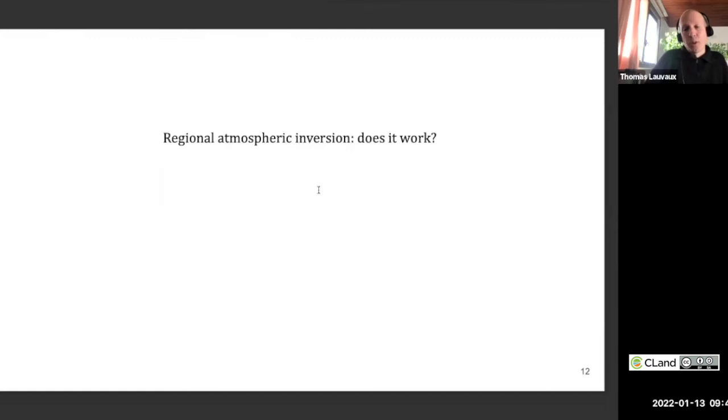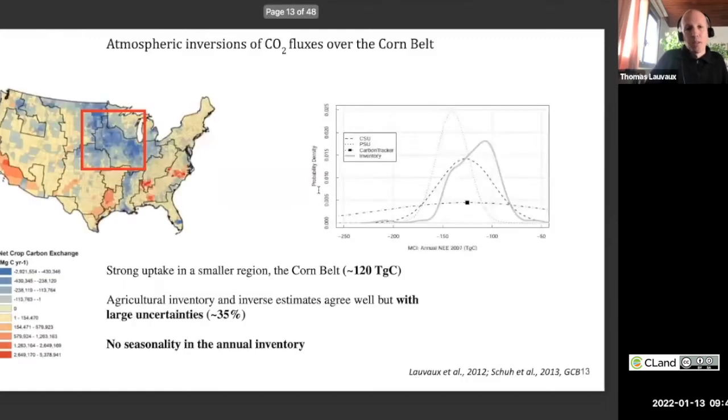So does it work? Because I showed you some examples, but if you, for example, take the Corn Belt, this was the mid-continent intensive experiment. There were about 10 sensors around the Corn Belt of the United States. You see here this intensive corn area, which feeds most of the cows in North America. The idea was to run an inversion and see if we can agree with the official inventory.